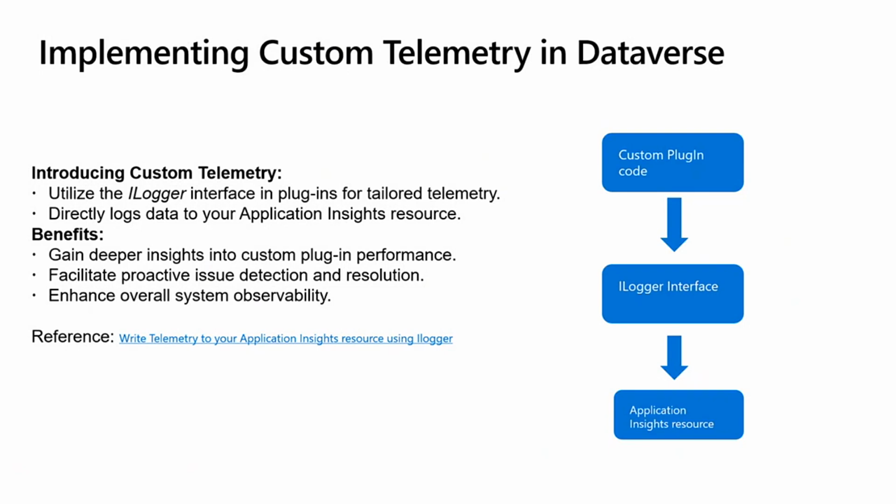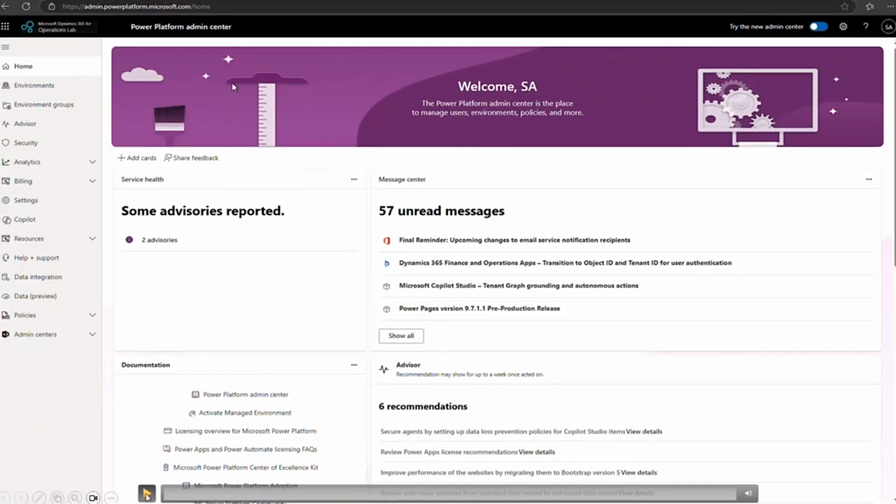To implement this, ensure that your Application Insights integration is enabled for your environment. Then within your plugin code, utilize the ILogger interface to write custom log events. So we have provided the link here where you can find more details on implementation. So let's move on to the demo.